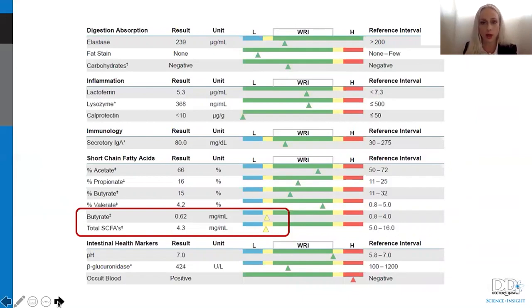But we do see quite clearly here that a patient on a carnivore diet is lower in butyrate, total short-chain fatty acids, positive for occult blood. The pH is even getting up there. So is this the best diet for human health? You know, at this point, it would be prudent to potentially recommend a dietary intervention for the patient, increasing soluble fiber.